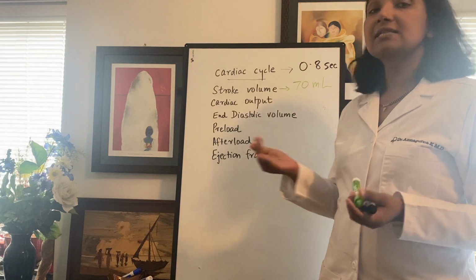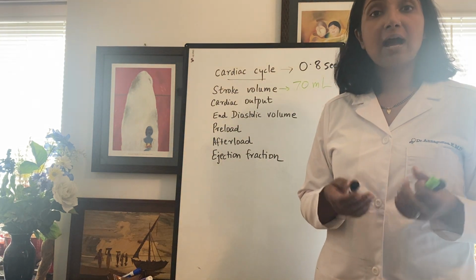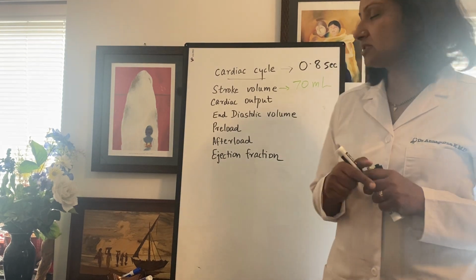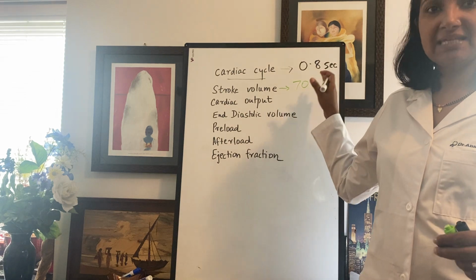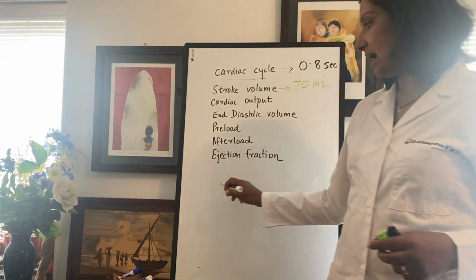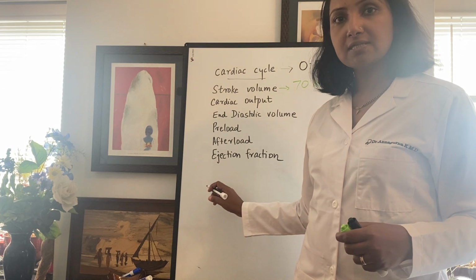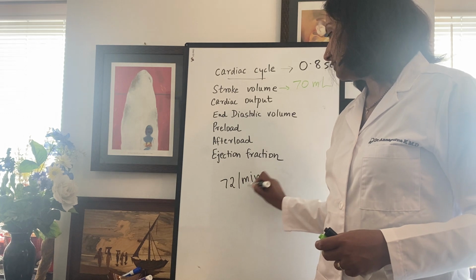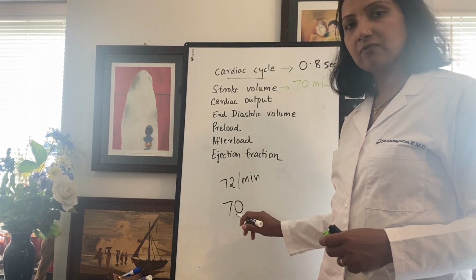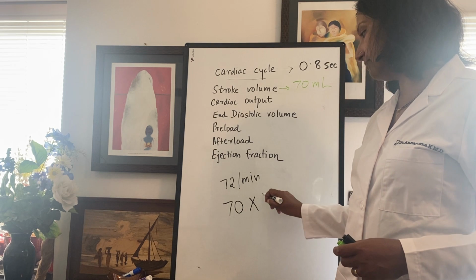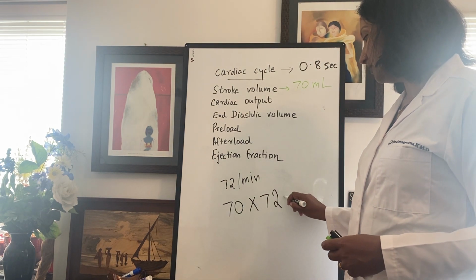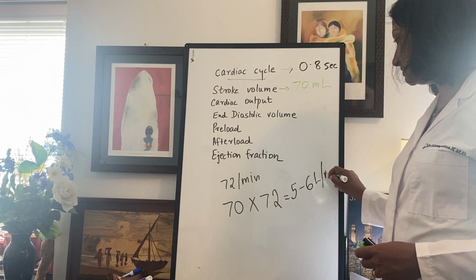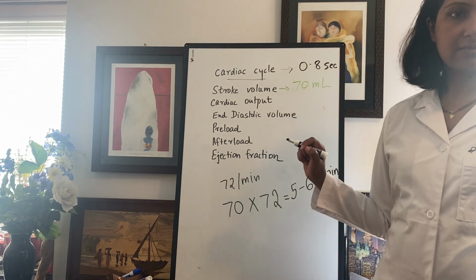And next is cardiac output. Cardiac output is the amount of blood ejected from each ventricle per minute. So stroke volume is per beat and cardiac output is per minute, and the normal heart rate range is between 60 to 100, the average being 72 per minute. So 70 ml is the stroke volume, the amount of blood ejected per heartbeat, multiplied by the number of heartbeats per minute. The normal cardiac output is 5 to 6 liters per minute.